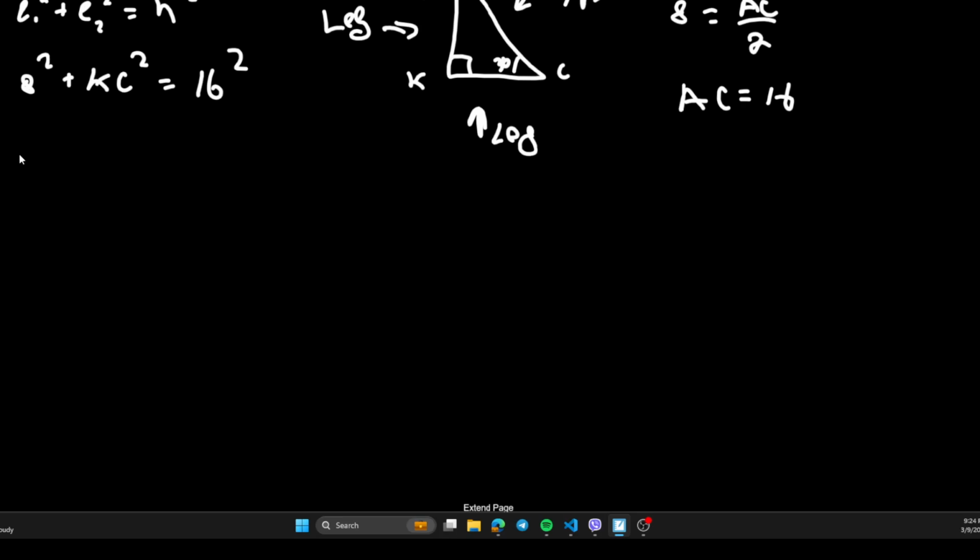8 to the second power is 8 times 8, which is 64, plus KC to the second power. Now 16 to the second power, 16 times 16.